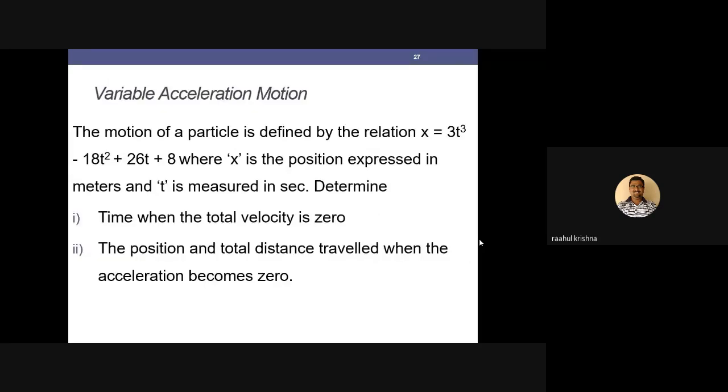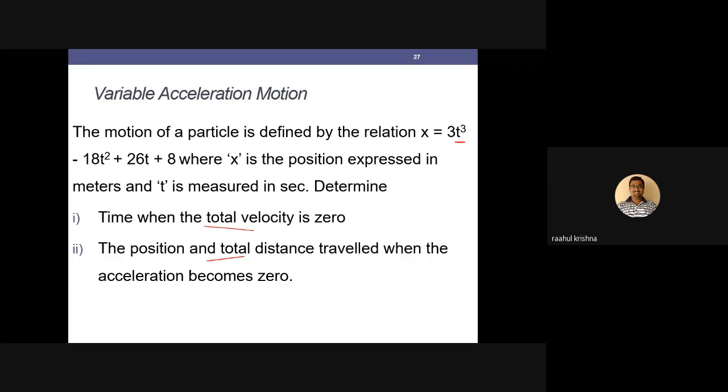The first question is actually an interesting question. The motion of a particle is defined by the relation x equal to 3t cube minus 18t square plus 26t plus 8, where x is the position expressed in meters and t is measured in seconds. I am supposed to determine the time when the total velocity is 0, and secondly, find the position and the total distance traveled when the acceleration becomes 0. These are two separate cases, and we'll try to solve both of them. Let's see what happens.